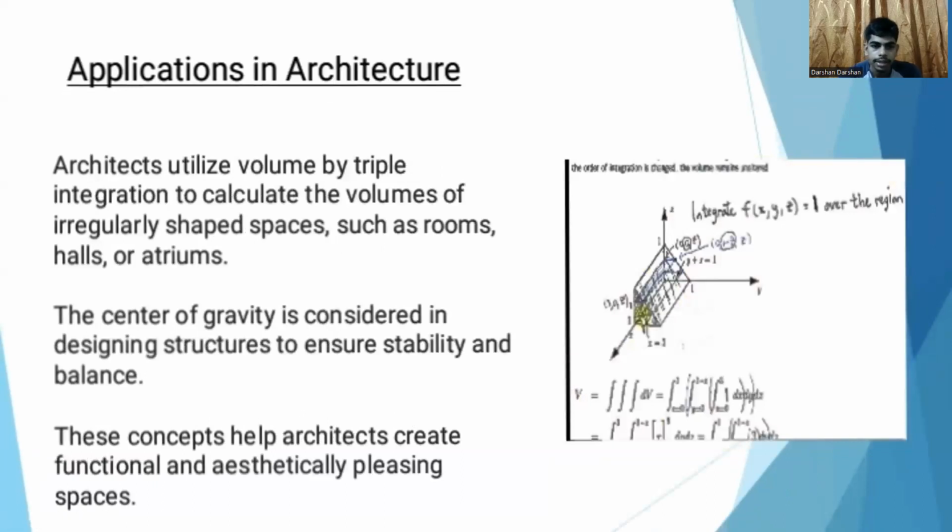And applications in architecture. Architects utilize volume by triple integration to calculate volumes of irregularly shaped spaces such as rooms, halls, and atriums. The center of gravity is considered in designing the structures to ensure stability and balance. These concepts help architects create functional and aesthetically pleasing spaces. You can see some of the applications in architecture here. So next we move on.